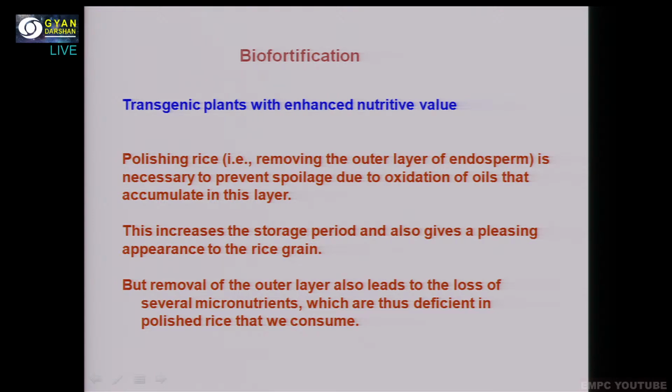We all know different micronutrients are very much essential for our health. But what happens if you remove this outer layer? Along with the outer layer, these micronutrients are lost. Which are those micronutrients that are lost? Vitamins, different trace elements, especially iron. So, these are being lost, and that is why the polished rice that we consume lacks these micronutrients. So, in that way, it has to be supplemented. These kinds of micronutrients need to be supplemented in rice.